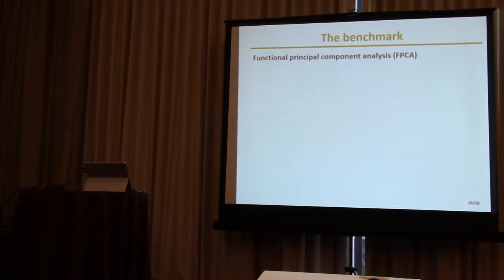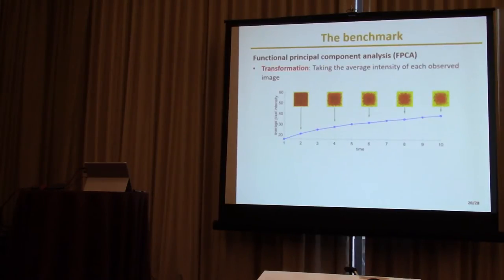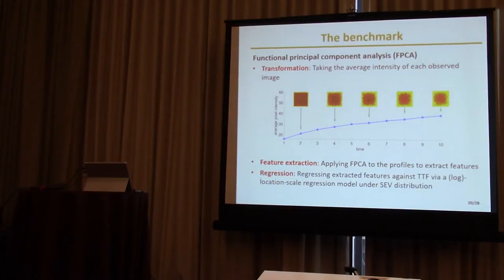For benchmarking, we use FPCA because it is very popular for processing high-dimensional data. How does it work? First, we transform the image tensor into a profile by taking the average intensity of each image. Next, we apply FPCA to the time series signals to extract features, and then we do regression, regressing the features on the TTF using a location-skew regression model under the SEV distribution.